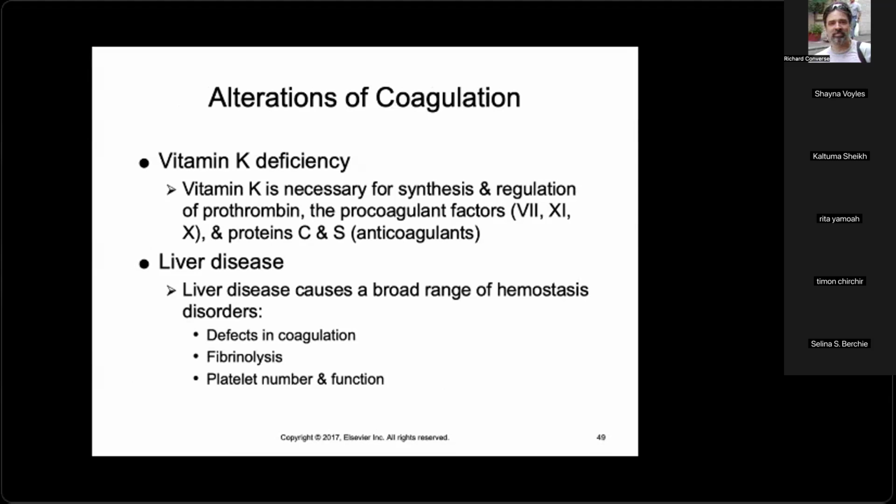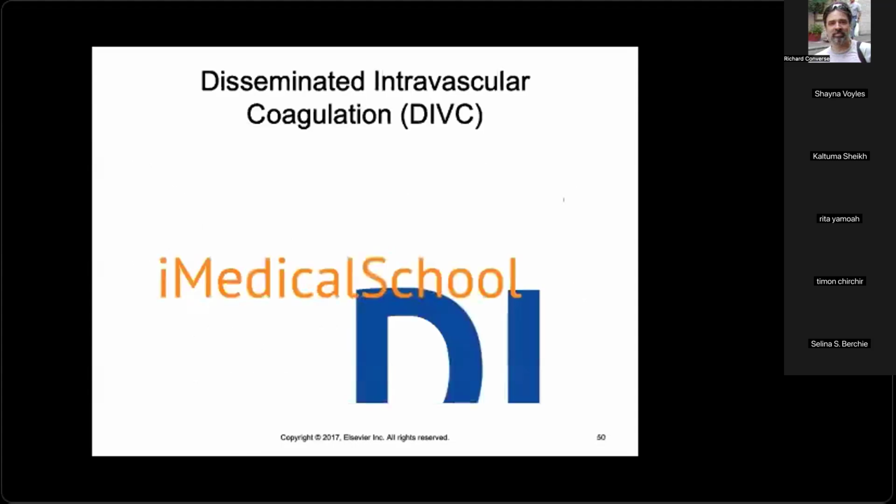Liver disease causes a broad range of hemostasis disorders: defects in coagulation, fibrinolysis, and platelet number and function, not to mention a drop in most clotting factors because they're manufactured by the liver, as well as a decrease in albumin production and a decrease in complement production, which makes you more likely to succumb to infection. Let's take a look at DIC.